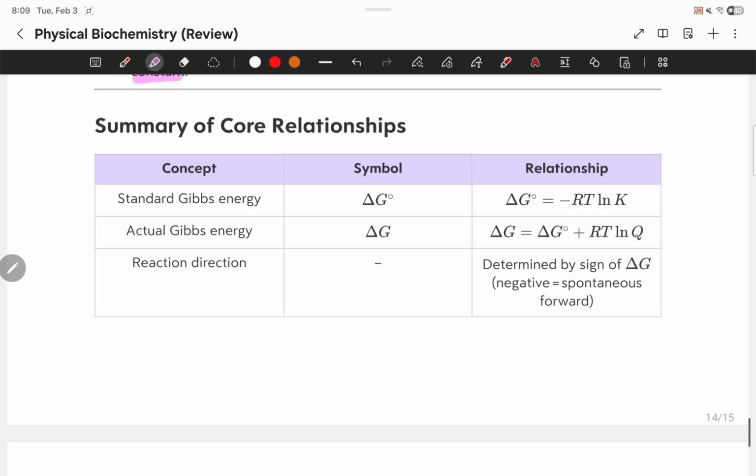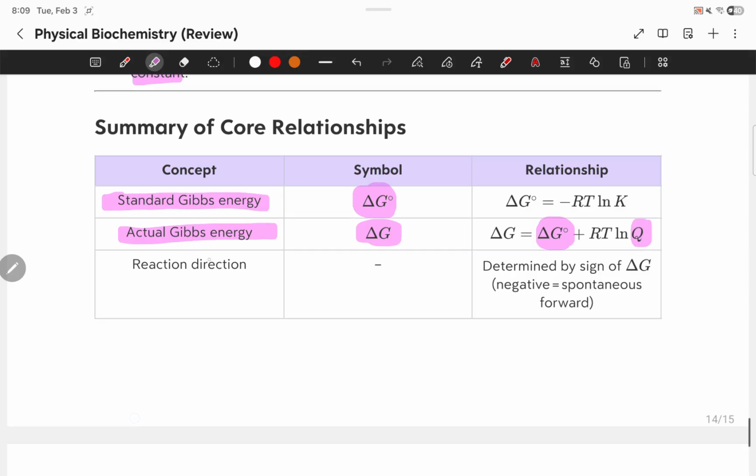A final summary of the relationships of Gibbs energy. Right here we have the standard Gibbs energy, delta G naught, which is negative RT ln K, and the actual Gibbs energy, delta G, which is delta G naught, the standard Gibbs energy, plus RT ln Q, the mass action ratio. And then the reaction direction is determined by delta G. If it's negative, it's spontaneous, meaning it's going to go forward.